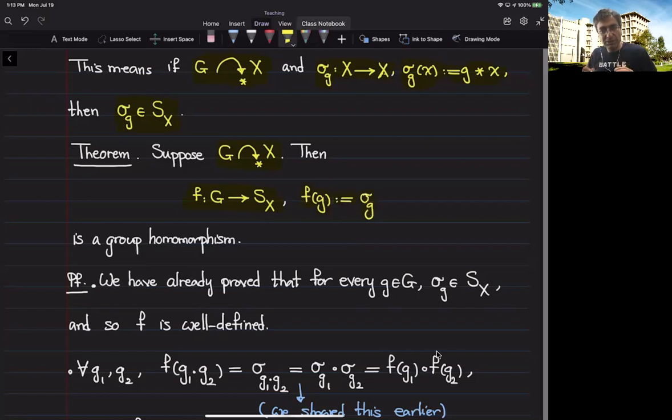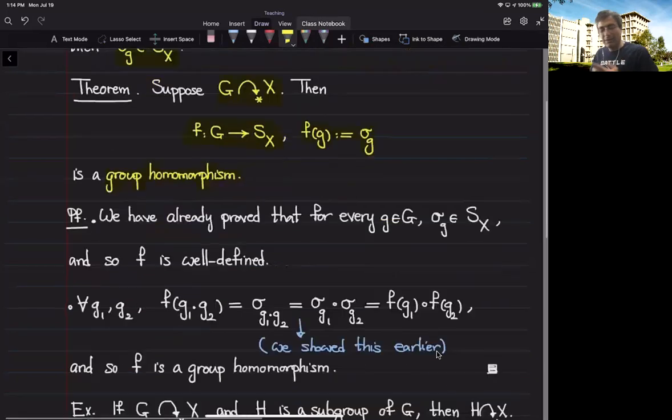Remember, sigma sub g is a bijective function from X to X, and therefore it belongs to the symmetric group of X. Sigma sub g itself is a function from X to X. So f is a function from G to the symmetric group of X, and the claim is that this function is a group homomorphism. The proof of this theorem is rather easy. Understanding what it says might be more subtle.